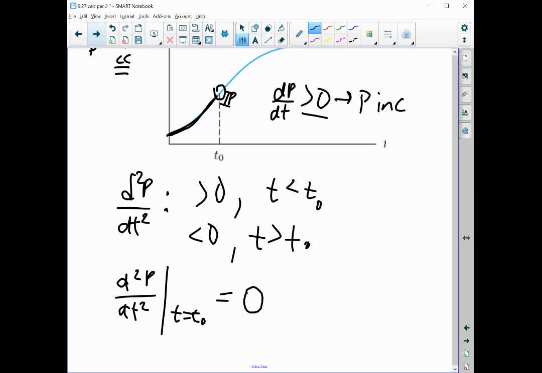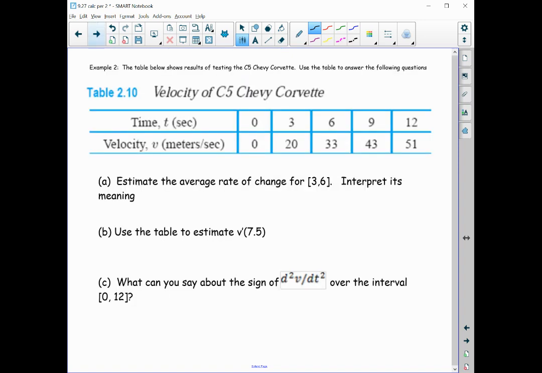Two more. Whew. So estimate the rate of change for 3 to 6, interpret its meaning. The table below shows the results of testing the C5 Chevy Corvette. Use the table to answer the following questions. So we have this table. Oh, they're throwing us a curveball. This is an example of your very first free response problem that you could see. So welcome to calculus. We're doing an actual free response, part A, part B, part C type of problem.